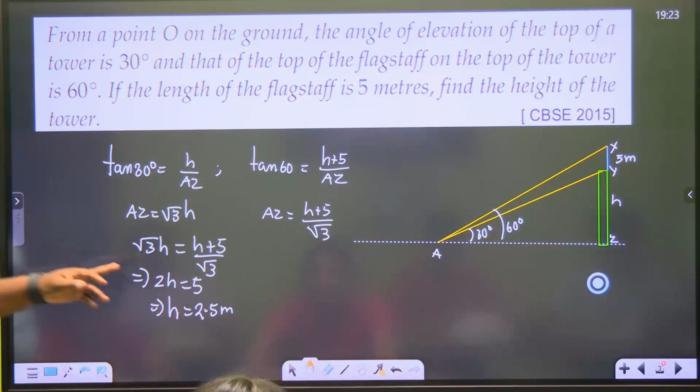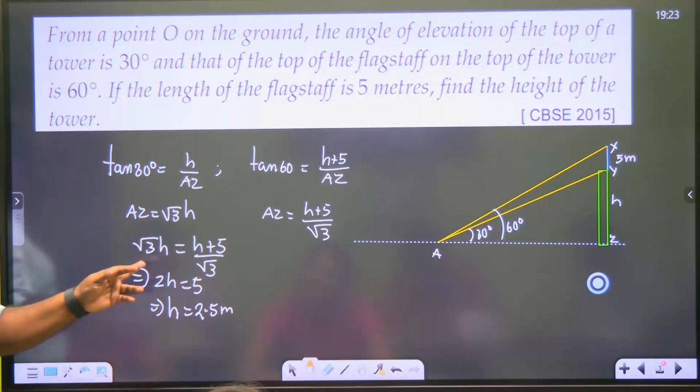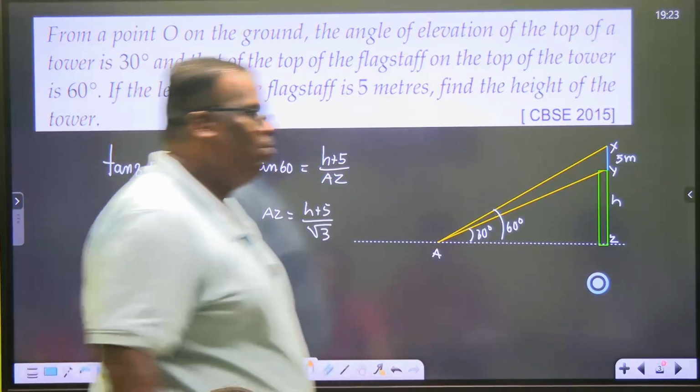Did you understand the calculation? Root 3 into root 3 is 3. 3H minus H is 2H. 2H equal to 5. So H is equal to 5 upon 2.